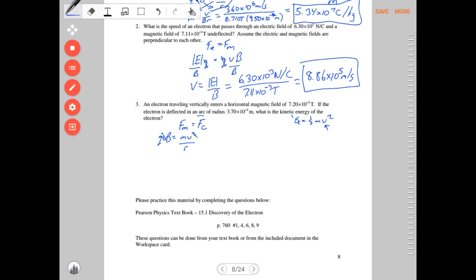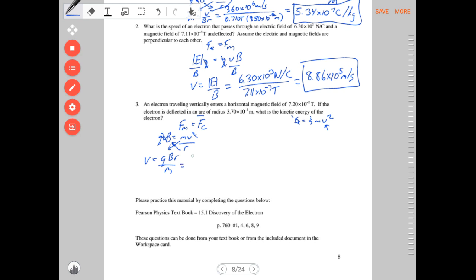So this time I want the velocity. The velocity is right there. The r multiplies up, the m divides down. So my velocity is qbr over m. So there's our velocity.